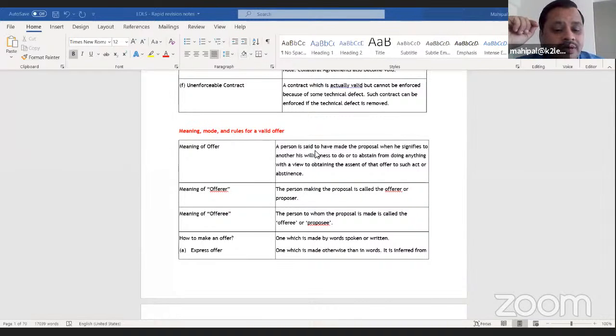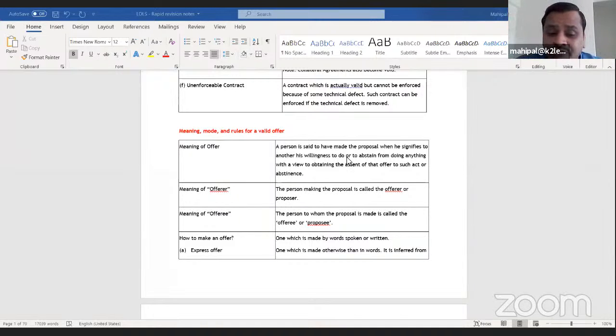Generally, the offerer makes the offer and the offeree accepts the offer by giving his assent. This offer may be either to do something or not to do something. To do something is a positive offer and not to do something is a negative offer.